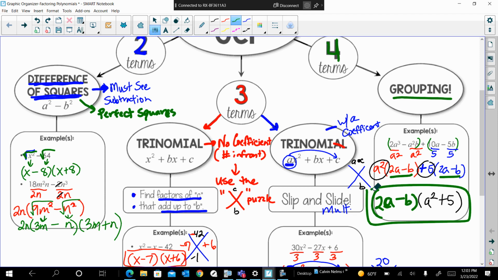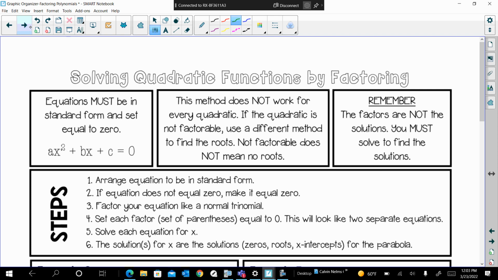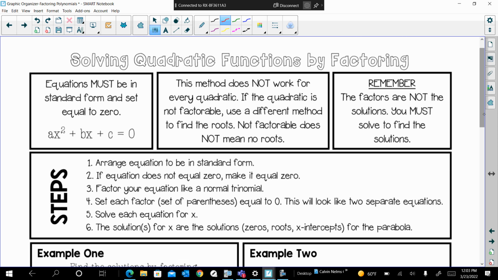Okay, so these are the 4 different ways you're going to start, or the 4 skills we did. So we're going to just apply this to solving now. Okay, so that's why we reviewed that. So if you flip this over, we now have solving quadratic functions by factoring. There's some key things you have to remember to do that. One, I'm going to start this first box where it says the equation must be in standard form and set equal to 0. This is an example of standard form equal to 0.